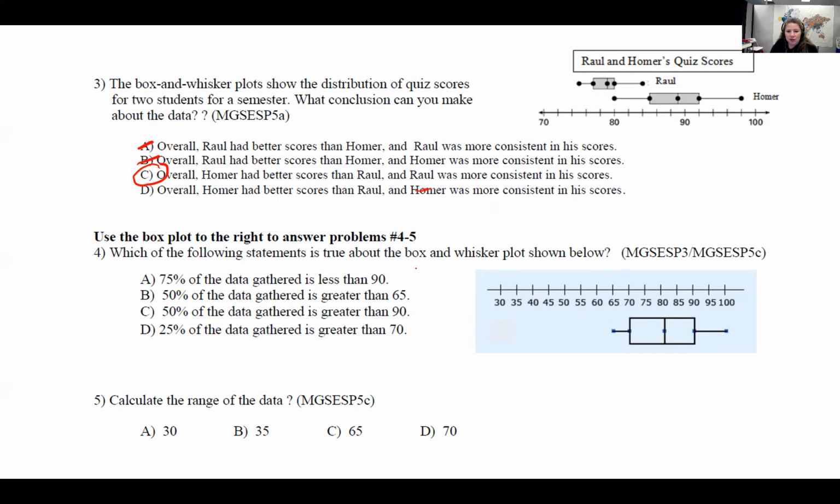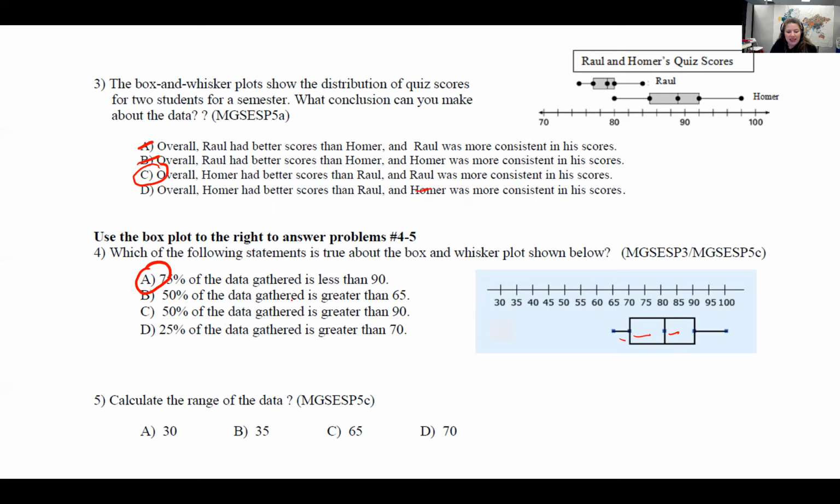Which of the following statements is true about the box and whisker plot? 75% of the data is less than 90. So here's 25, 25, 25. I agree with letter A. Let's make sure B, C, and D are incorrect.